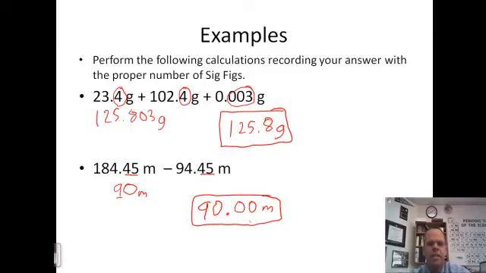Key things to remember here. Multiplication, division, we round to the least number of significant figures. Addition and subtraction, we round to the least number of digits to the right of the decimal place. Please keep these two things separate in your mind because these two different processes have two different sets of rules. Multiplication, division, one rule; addition and subtraction, another.